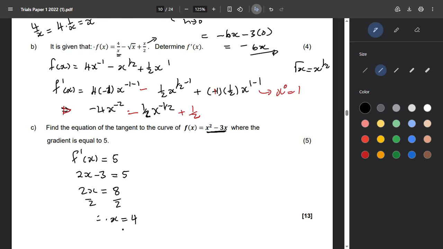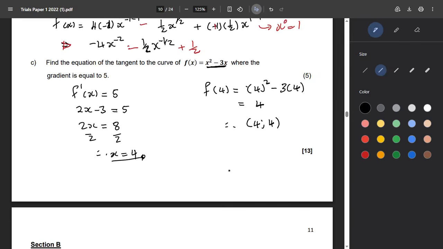Your x is 4. Okay, so now if your x is 4, we are looking for the point of contact. So I'm going to look at f at 4 from the original equation. Where x is, I put 4. This will be 4 squared, that's 16, minus 12. So it's minus 12 because 3 times 4, that's 12. This gives us 4. 16 minus 12, that's 4. Therefore, the point of contact will be (4, 4).